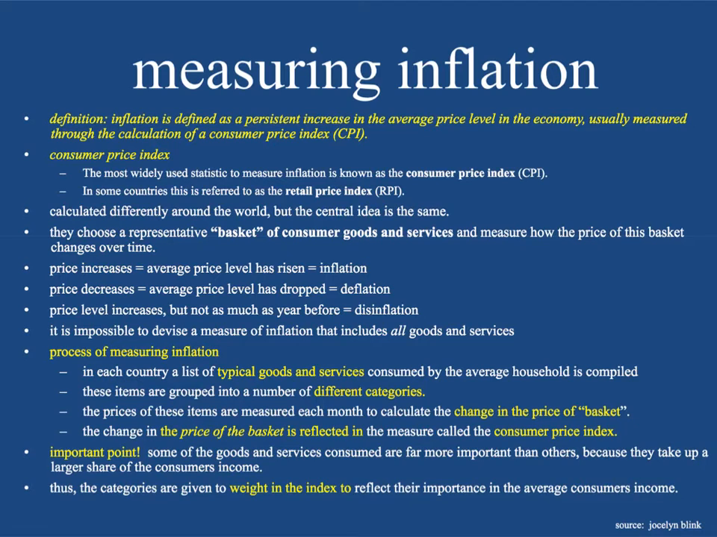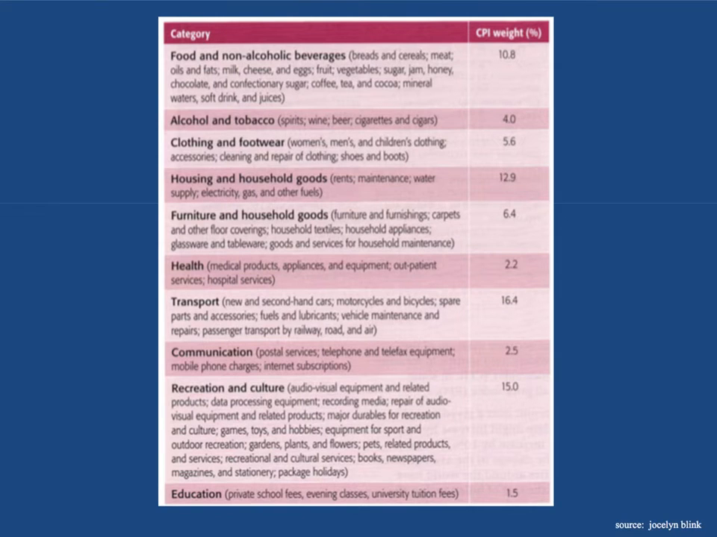Check out the table of the different categories in the United Kingdom's consumer price index. And there's some examples in here as well. Okay, so basically just look at the broad categories: food and non-alcoholic beverages, alcohol and tobacco, clothing and footwear, housing and household goods. I told you it's really kind of funny. It's really simple things, right?